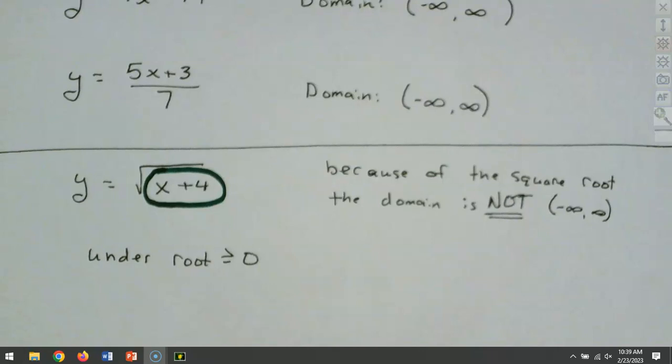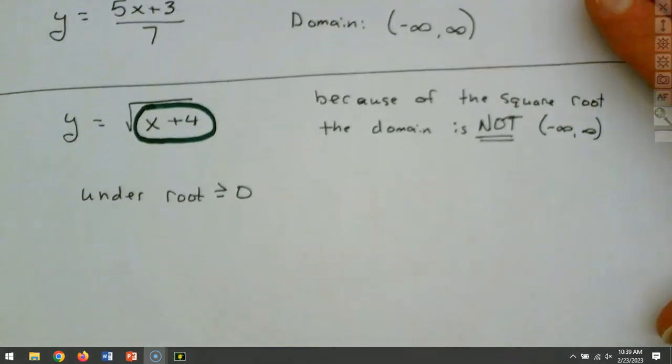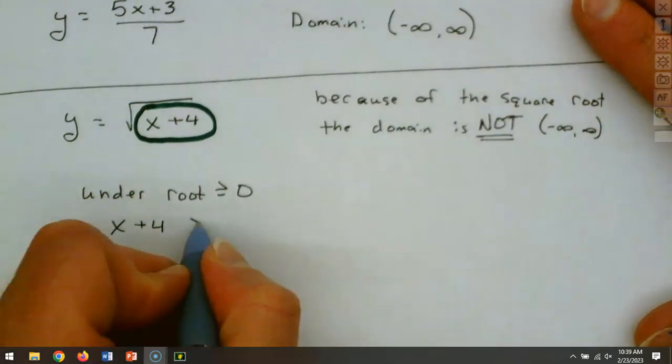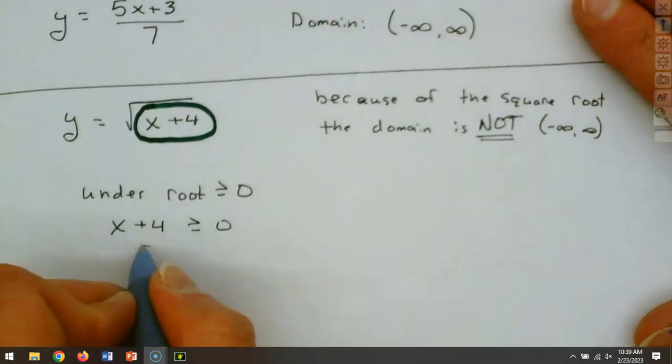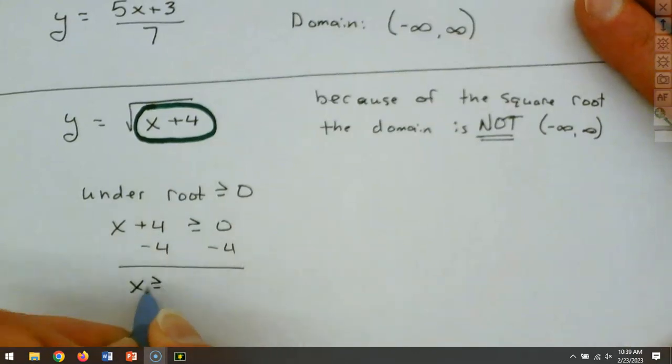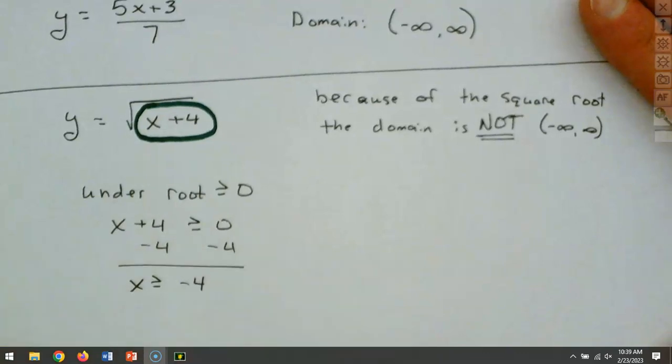So if you have a square root, then what you do is you set what's underneath this root to be greater than or equal to 0. And what's underneath our root here? x plus 4. And now we can solve it. So we've got, moving that over, x is greater than or equal to negative 4.